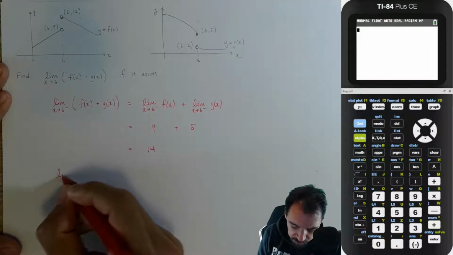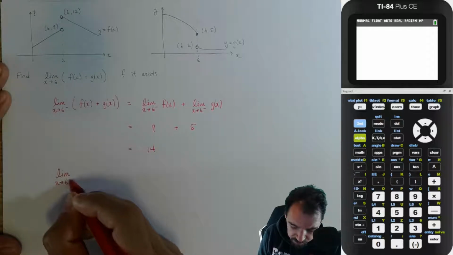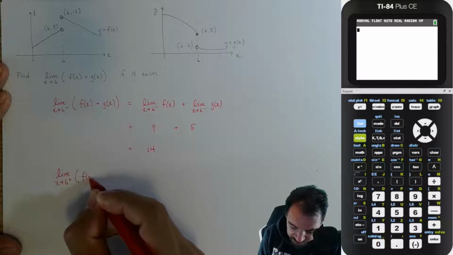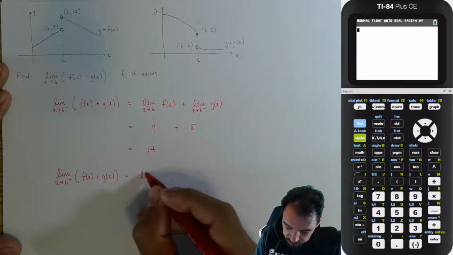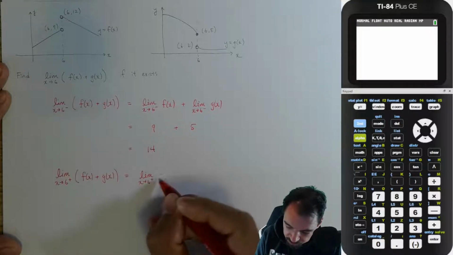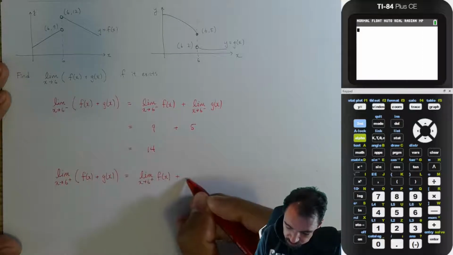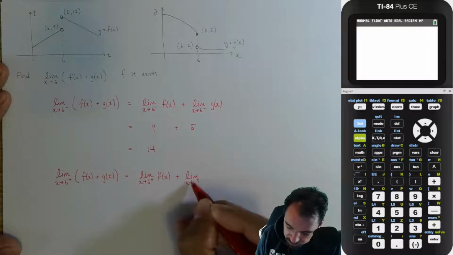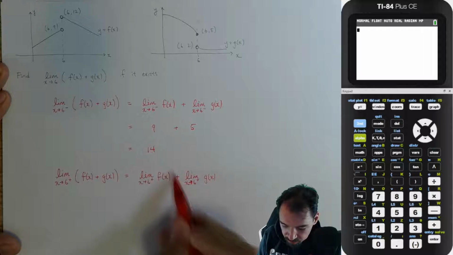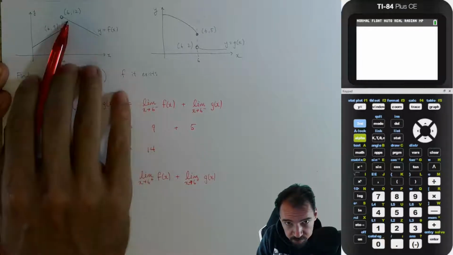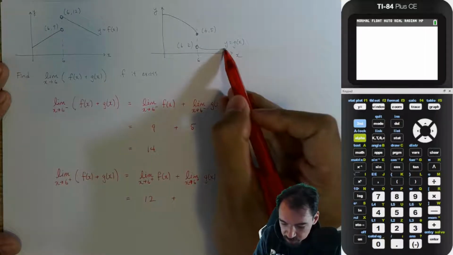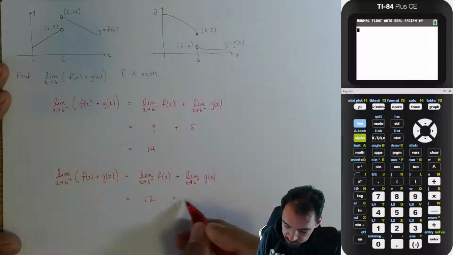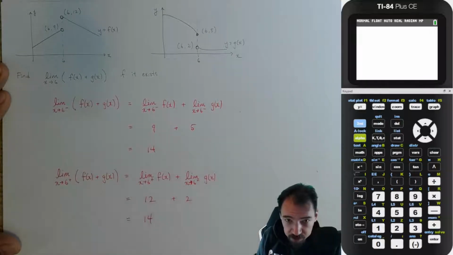If I do the same thing for the right one-sided limit, if I can establish that the individual limits exist, then I can use the sum property. And looking at the graphs, I can verify this exists. Approaching from the right, my y values are approaching the number 12. This is 12. Plus, over here, as I approach from the right, my y values are approaching 2. So I get 14.